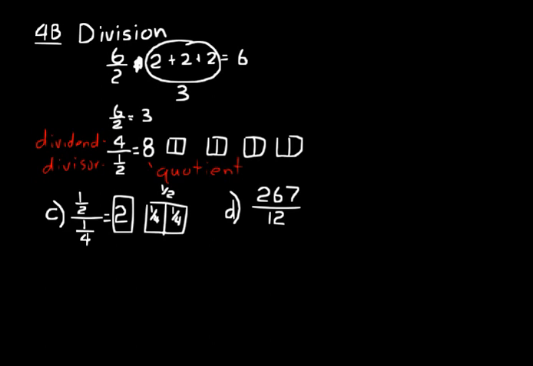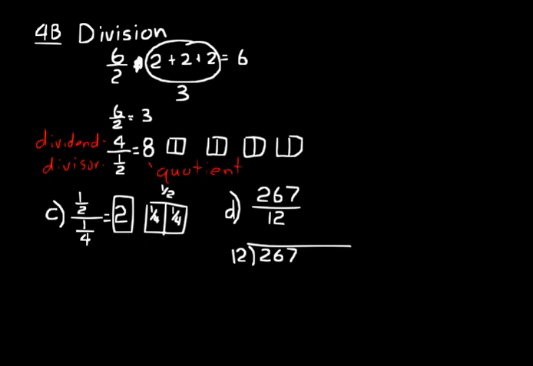This one is just a little more complicated. To think of how many groups of 12 we could split 267 into, we use our long division format. We put the divisor on the outside with the division symbol, and we put 267, our dividend, inside that. And we think of how many times 12 can go into that number.